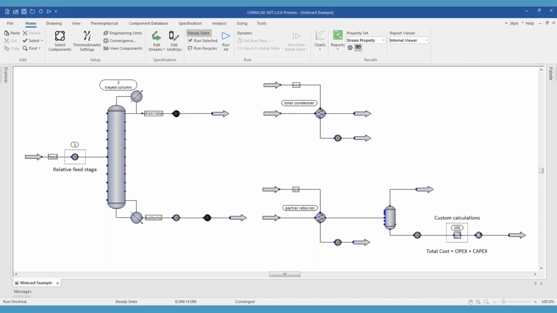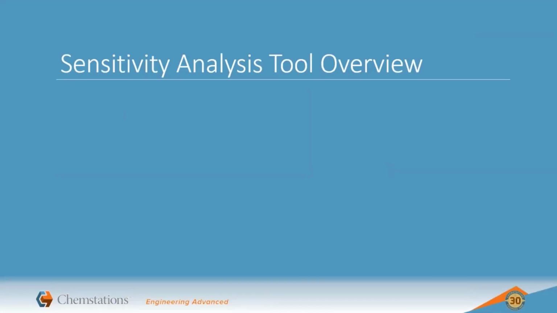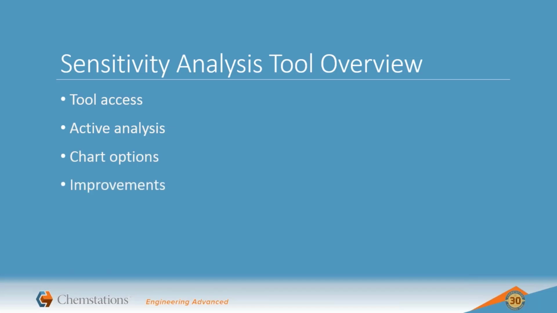So this concludes our discussion of the charting tools in CHEMCAD. And for the second half of this webcast, our discussion of the sensitivity analysis tool will include how to access the tool, the concept of an active analysis, the chart options available in this version to visualize the results, the improvements made from previous versions, and a quick demonstration of these features using an example CHEMCAD simulation.